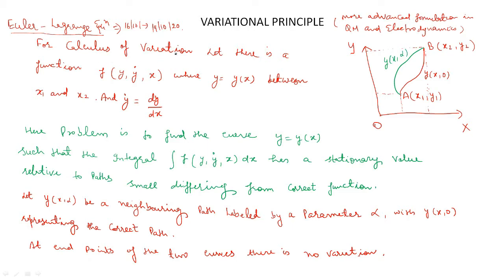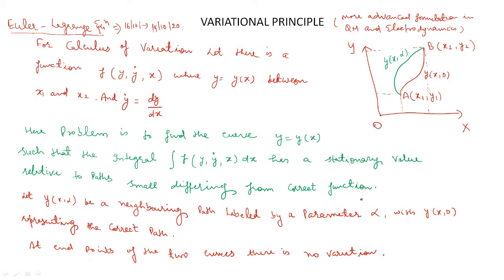For the calculus of variation, let us suppose there is a function f(y, y dot, x) where y is equal to y(x) between x1 and x2 points and y dot is equal to dy upon dx. Here the problem is that we have to find a curve y equal to y(x) such that the integral of f(y, y dot, x) dx has a stationary or optimum value relative to paths which differ slightly from the correct function.